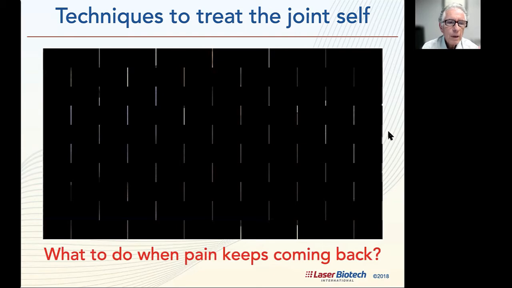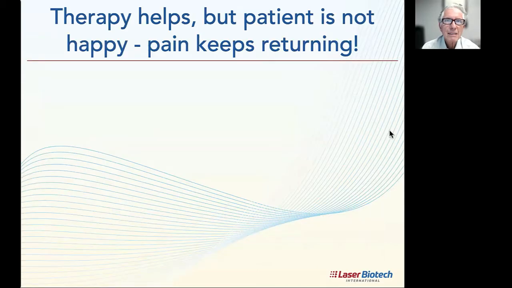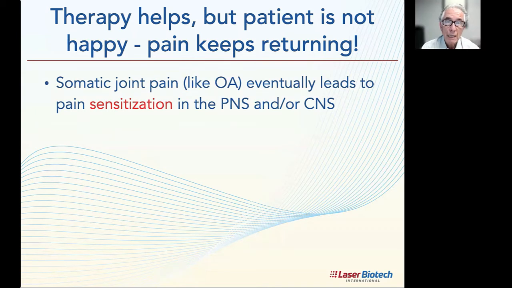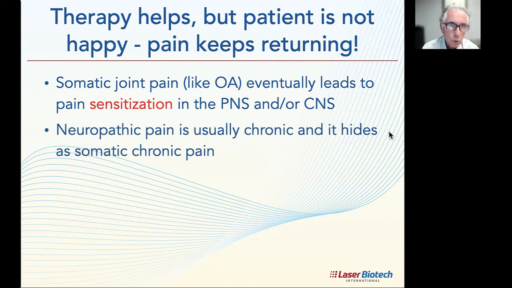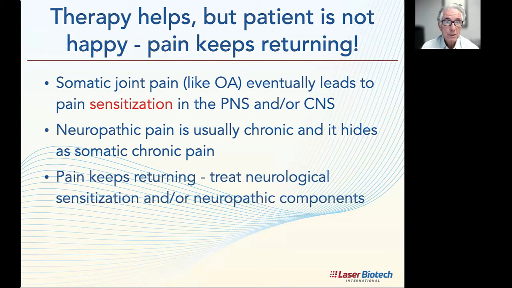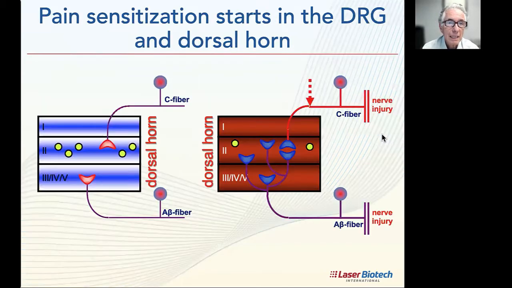Right now, the problem is what happens if the pain keeps coming back. We do the best we can on the joint, but the patients are not happy about that. Why does pain keep returning? What happens is somatic joint pain, like OA, eventually leads to pain sensitization of the PNS and/or the CNS. So that's one of the issues in chronic somatic pain. Neuropathic pain usually hides under the somatic chronic pain, so those two things are working at the same time in most cases. If the pain keeps returning, we have to treat the neurological sensitization or the neuropathic components. That's how we have to address that, and we will go into that.